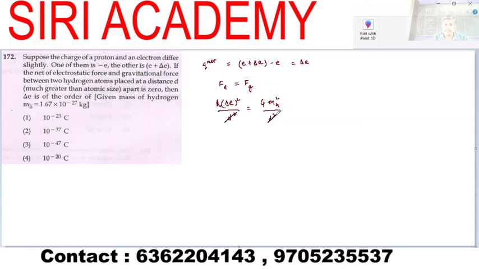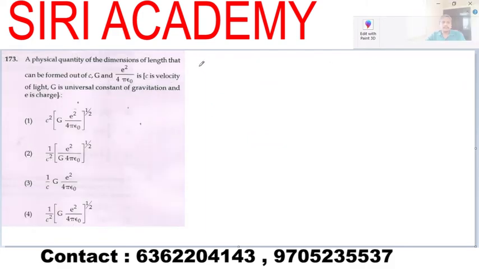Substituting all the values in this equation, the del E will have the value of 2.6 into 10 to the power minus 37 Coulomb. So it has an order of 10 to the power minus 37. Number 173 is the question.